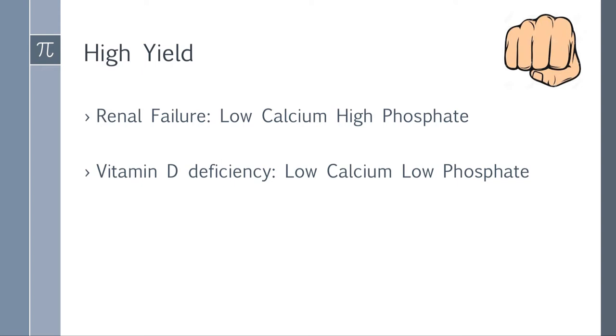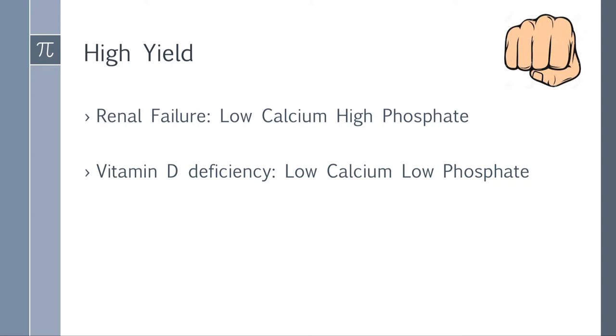Your kidney is the only way you excrete phosphate. My bad. So you'll have low calcium because you're not reabsorbing it, right? And you also have a high phosphate because you're not peeing it out, right? So you have high phosphate, and it's also going to bind the calcium. So that's your renal failure.